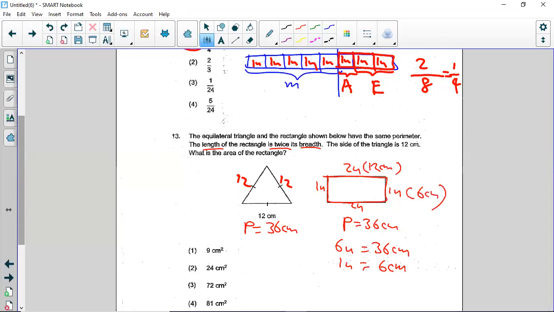So the area must be 12 times 6. Okay, 12 times 6. So the area of the rectangle is 72 centimeters square. All right, and that's how you get number 13. Clear? Okay, so if you have a picture, put numbers onto your picture so that it helps you to do the next step easily. Okay, let's go to 14.